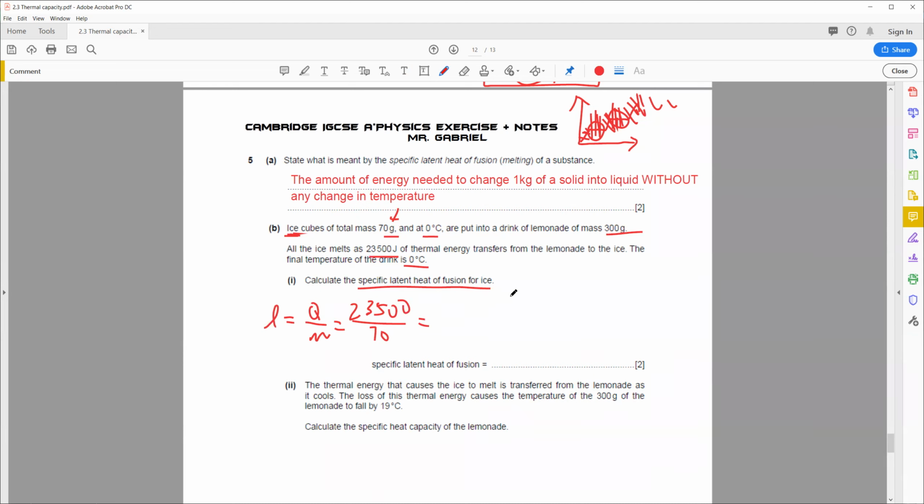So you press that in your calculator, you're going to get some very weird answer, I assume. 335.7, but of course, you're going to round it up to 3 significant figures. So you're going to get 336 joules per gram. For those who have changed it into kg, which usually I recommend, you'll get a totally different answer, which is going to be even bigger, right? But joules per gram is acceptable as well.